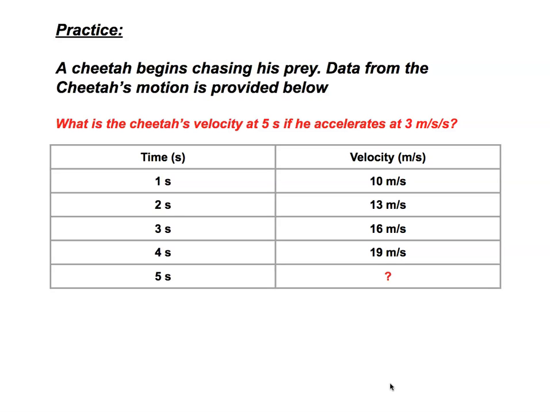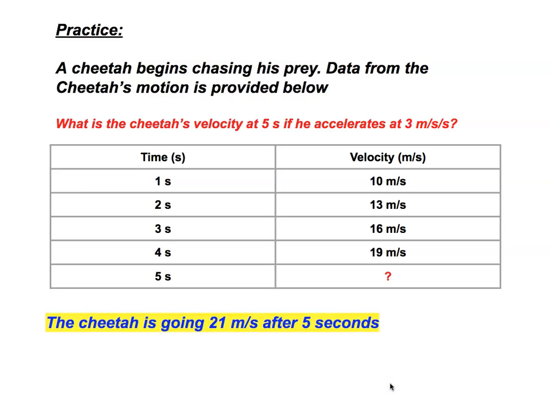What would the cheetah's velocity be at 5 seconds if he continues to accelerate at a rate of 3 meters per second per second? After 5 seconds, the cheetah would be going 21 meters per second.